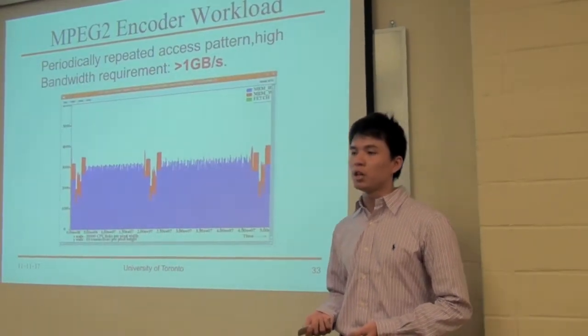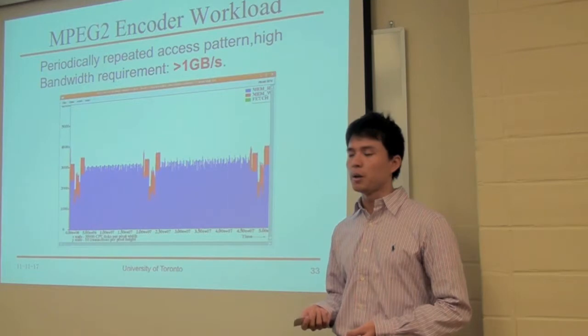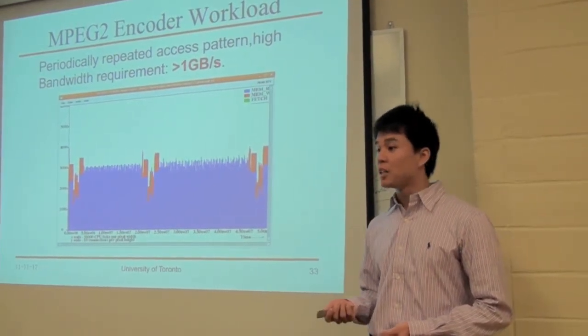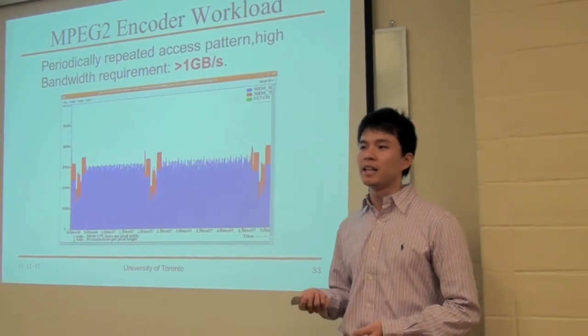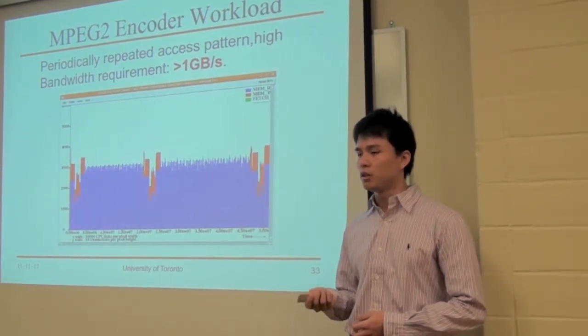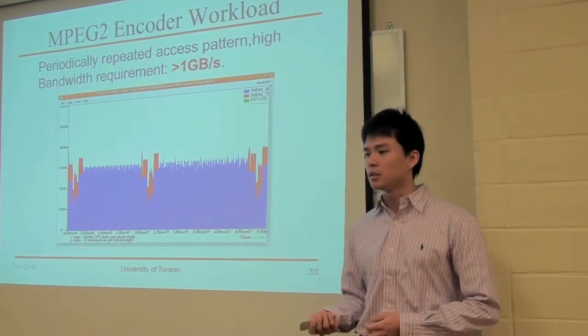This picture visualizes the memory trace file for the MPEG-2 encoder workload. It has a much higher bandwidth requirement than the CPU workload, and it features a periodically repeated memory access pattern.